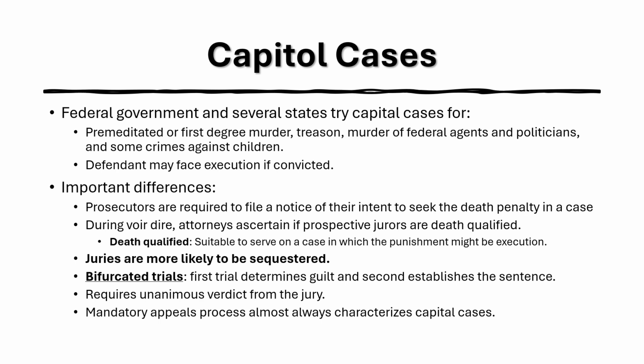Your typical capital cases encompass first-degree murder, treason, murder of a federal agent or politician, and some crimes against children. Again, these are death penalty cases. So there are some important differences between capital cases and regular criminal cases. The first major difference is if a prosecutor is going to seek the death penalty and raise the criminal case to a capital case, then they have to file a notice of their intent to seek the death penalty from the beginning. That way the defense and the defendant know what is on the line.